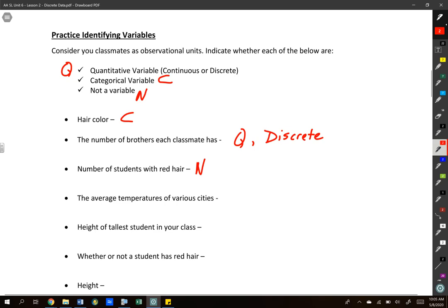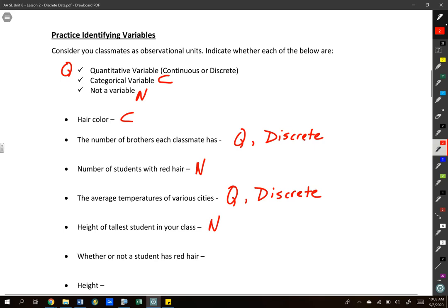The average number of various cities, right? So again, that's something that we are counting, right? That is numeric, so that's quantitative, and it's discrete. The height of the tallest student in your class. So if I say to you, what is the height of the tallest student in our class? You're going to give me one answer. There's only one answer to that. So that would be not a variable.